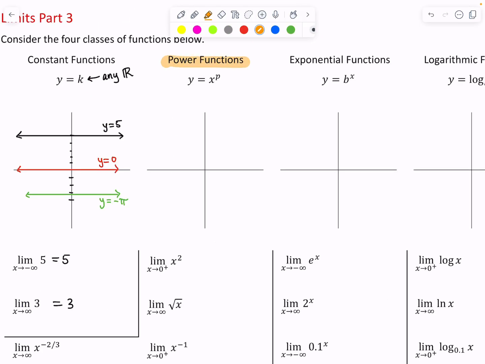Okay, let's look at power functions. These have the form x to the p, where x is the independent variable and p is a constant power. That power can be, again, any real number. In our notes here, let's just assume that we're limiting x to positive values only. Let's use technology to explore different shapes depending on what the power is.